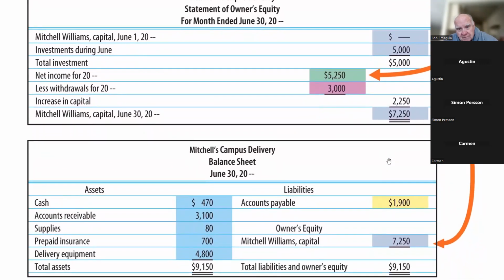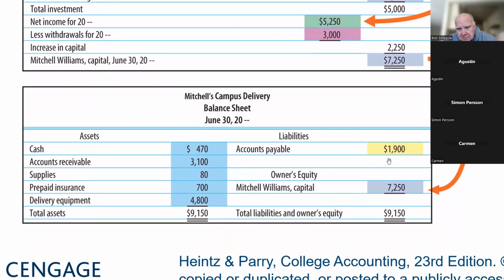Now, finally, we're going to do the balance sheet. The balance sheet is a representation of the accounting equation. Assets equal liabilities plus equity. Look at your balance sheet. Well, let's see, we had assets, cash. There's our famous 470, 3,100. Our assets happen to add up to 9,150.